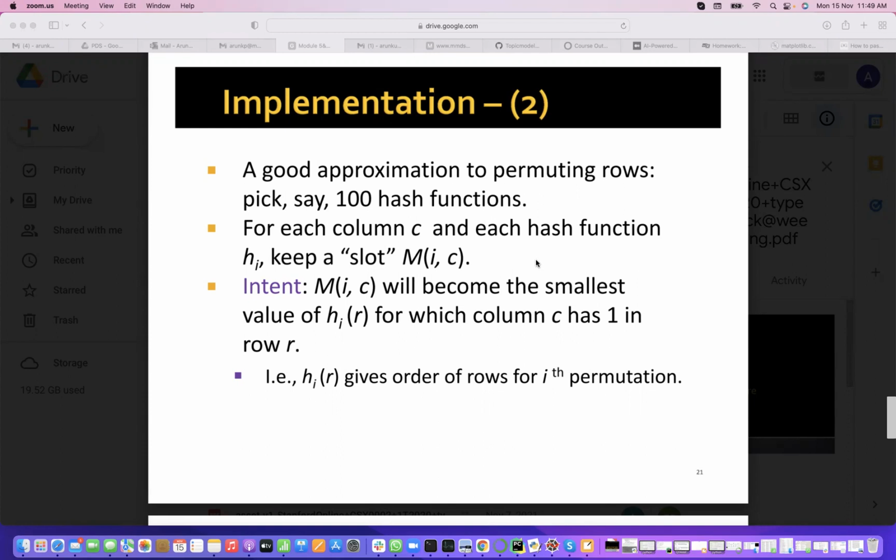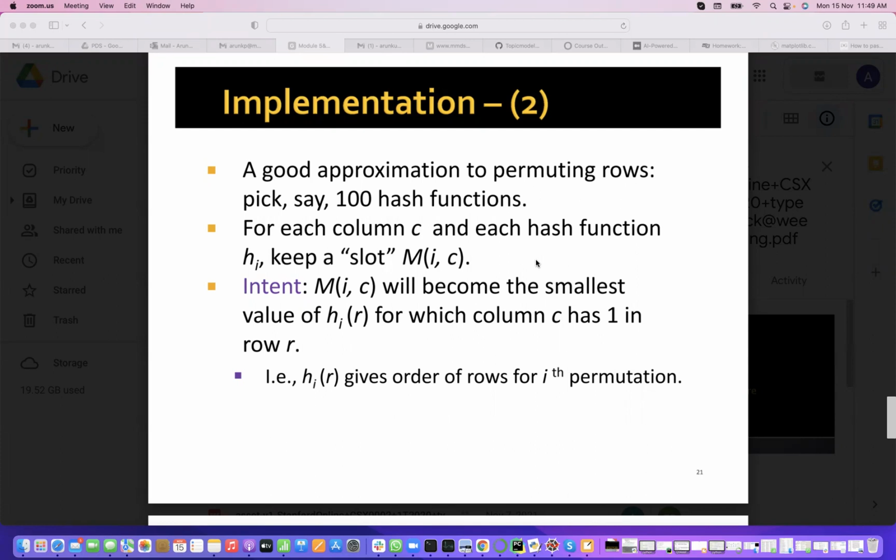So if you use universal hash functions, your numbers, the 1 to a billion indices, will be reordered after hashing. So it is only computing a simple hash function there. For each column C and each hash function h_i, keep a slot M(i,C). Whenever you take each column and one hash function; if you want 100 permutations, you'll take 100 hash functions like that. So if you take 100 hash functions, then you'll get 100 values.